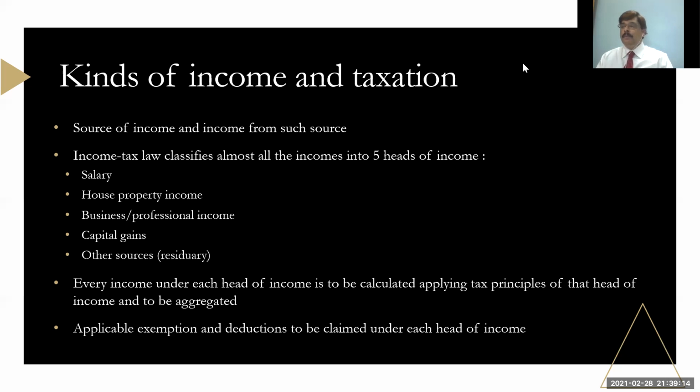Besides, if the property is purchased or constructed out of borrowings from banks or financial institutions, the interest paid is also deductible subject to certain limits. If the property is held in joint names or if the property is under co-ownership, then based on the share of each person, the gross value of rent minus property taxes is allocable to each owner, and such owner has to include the house property income along with his other incomes.